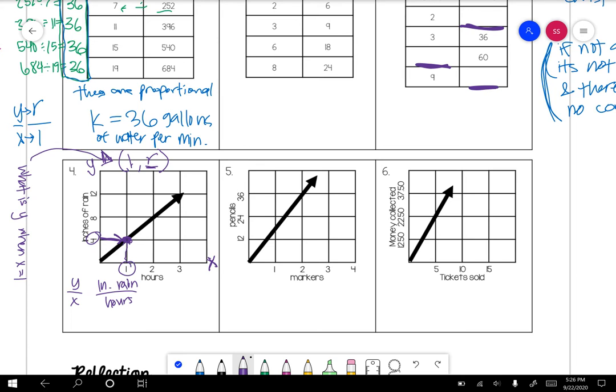Okay, and we know for sure that this is a proportional graph because it goes through the origin and it's straight. So 4 then is definitely our constant. But what are we talking about? For what? Well, it's over here. So we know we're talking about 4 inches of rain in 1 hour. So for every 1 hour, we get 4 inches of rain. That'd be a lot of rain.